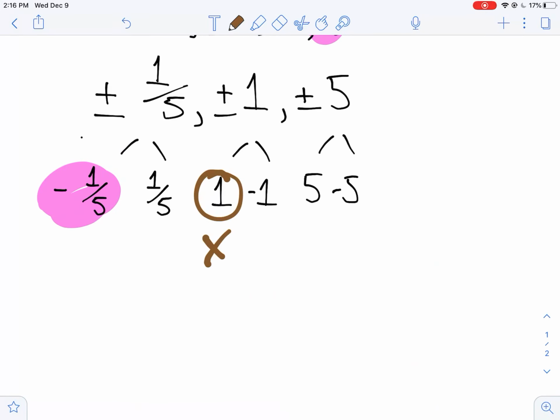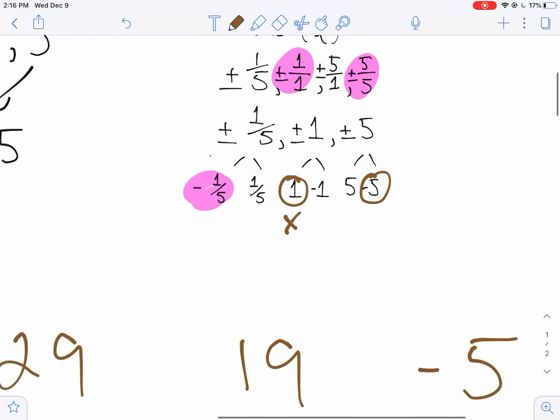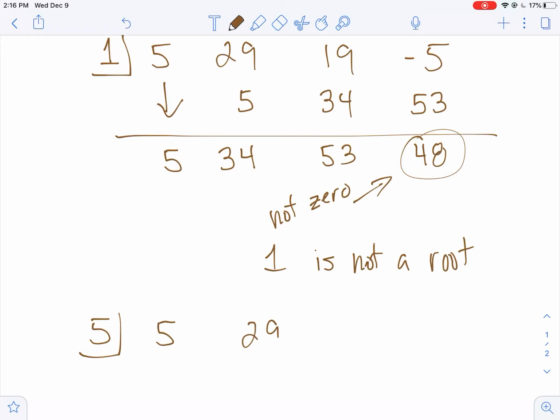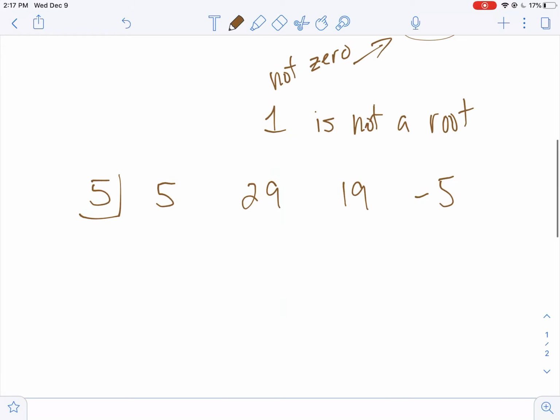I'm going to go with negative 5 this time. We'll try negative 5, see if that works. So again, it's the same process. Box up my 5. And I'm going to write out those coefficients and the constant term: 5, 29, 19, negative 5. All right, let's do this out. So I'm going to draw my line. Start by dropping down the 5.